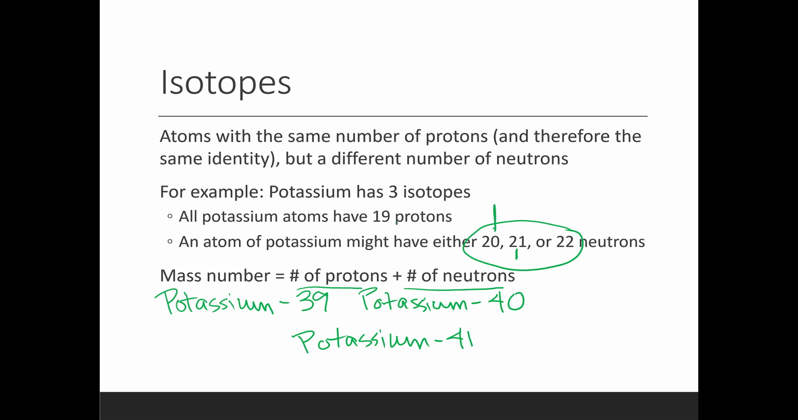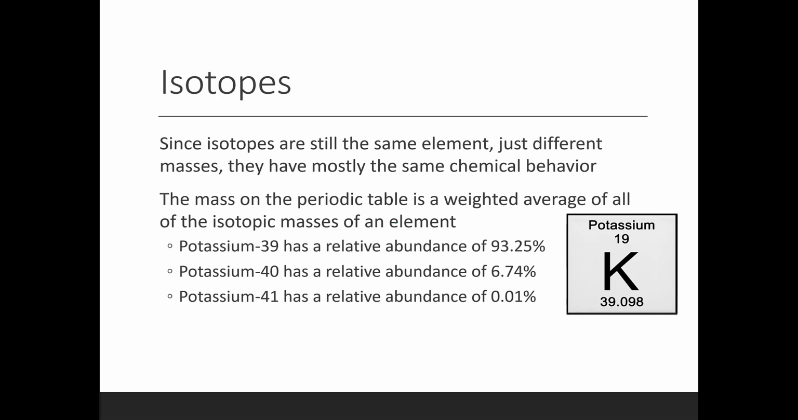Let's look at some more examples. Since isotopes are the same element, just different masses, they behave mostly the same, but we know that in real life mass does play a part in chemical reactions and it has to do with density, so there is a slight variation in the behavior of isotopes, but for the most part they behave similarly.